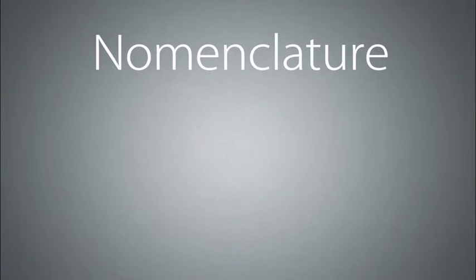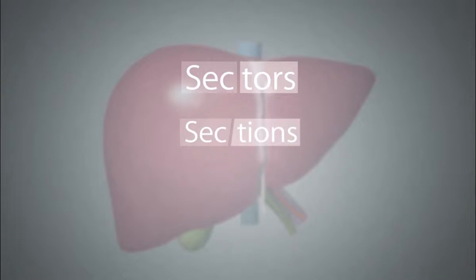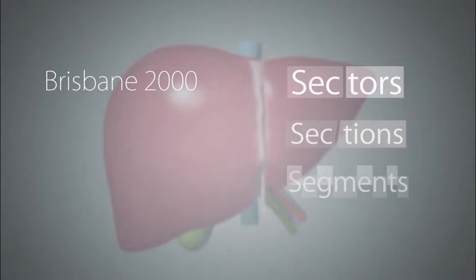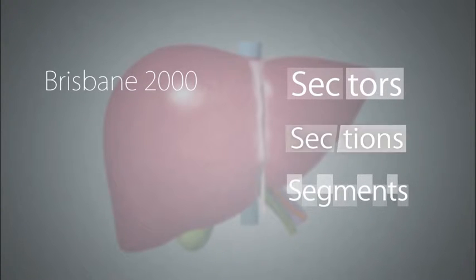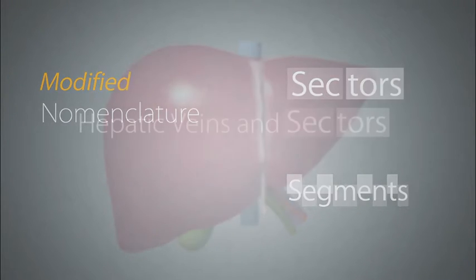The nomenclature for internal liver anatomy includes sectors, sections, and segments. The Brisbane 2000 terminology system uses the term section. In this tutorial, however, this nomenclature system will be reviewed, but we will also introduce a slightly modified clinically applicable system that does not use the term section.